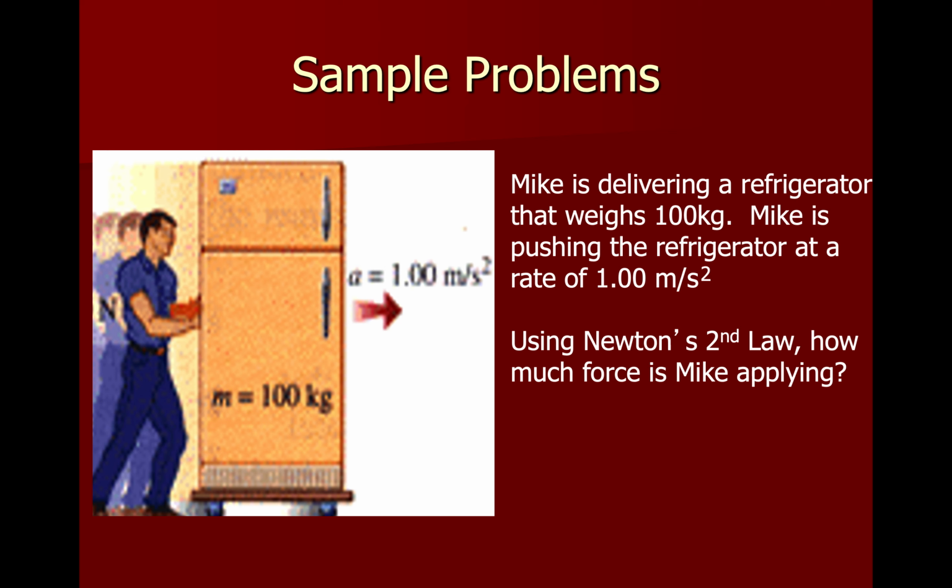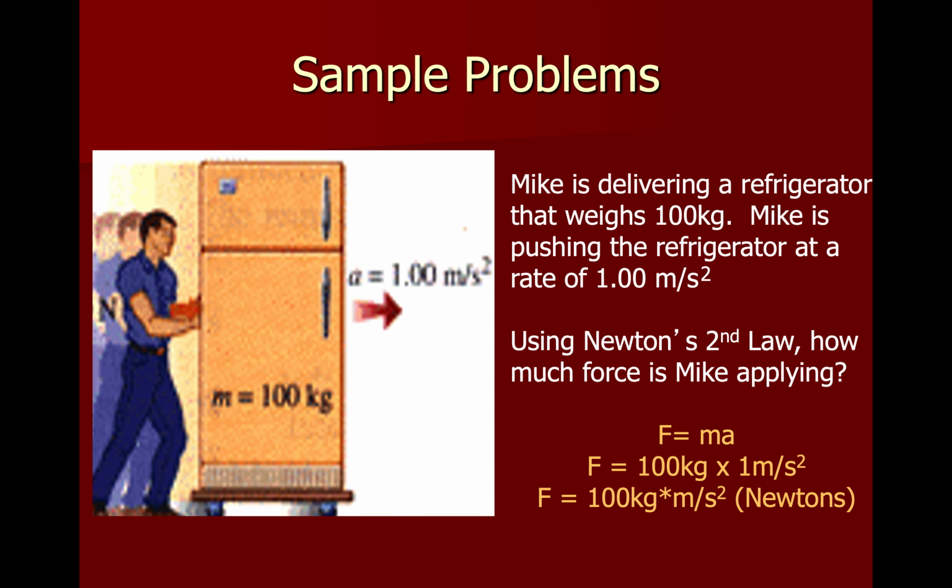So we have Mike here who's delivering a fridge that weighs 100 kilograms, and we're told that Mike is pushing the refrigerator at a rate of 1 meter per second square. So we know the mass of the object being pushed and the amount of acceleration that's being produced. So if we use Newton's second law, how much force is Mike applying? We know the equation is force equals mass times acceleration, and now we just simply input those numbers. 100 kilograms times 1 meter per second square.